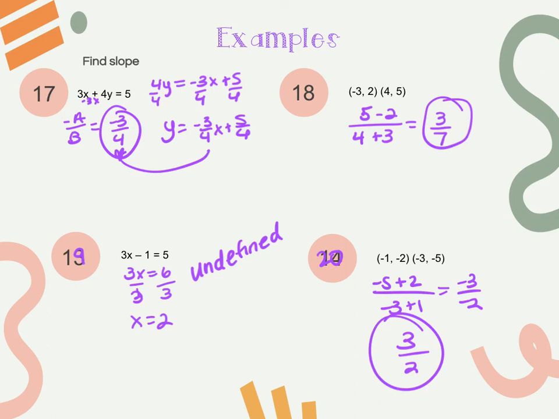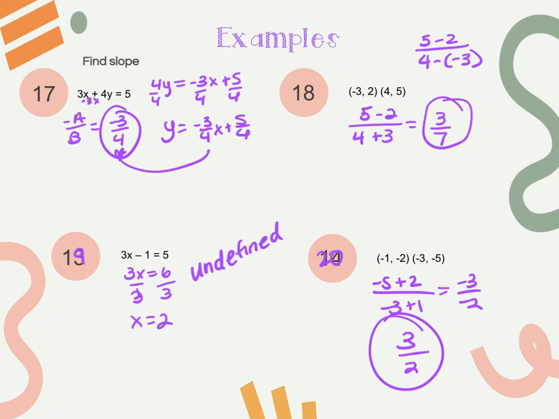Questions? I added or subtracted wrong for 18. Why? 5 minus 2, you have that part right? And then 4 minus a negative 3. I did the first set of parentheses and then 2.